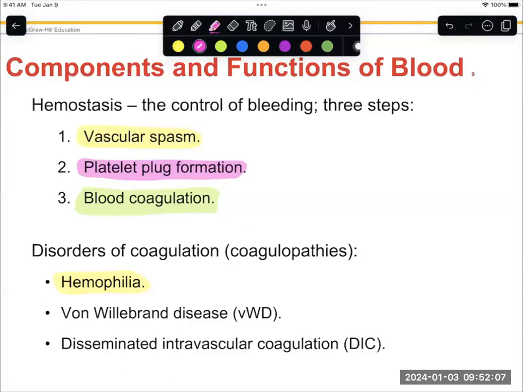There is von Willebrand disease. This von Willebrand disease is the disease in which a specific protein of that clotting factor is deficient. Again, it is clotting factor 8.